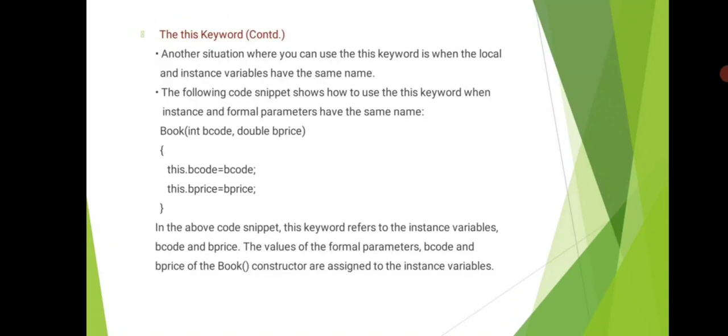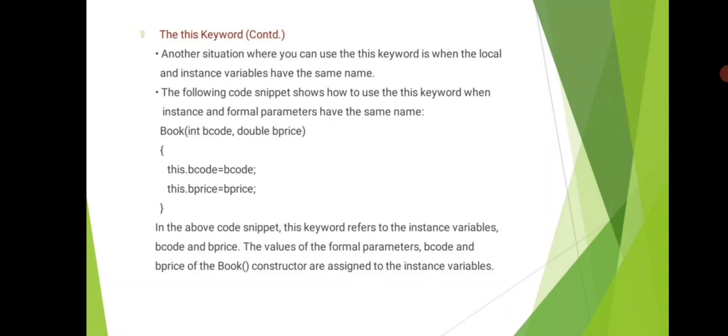But when is it actually used? When the local variables and the instance variables have the same name. Another situation where you can use the this keyword is when the local and instance variables have the same name. Here the local variables are b code and b price, the variables in the incoming arguments, and the instance variables are the object variables declared inside the class.